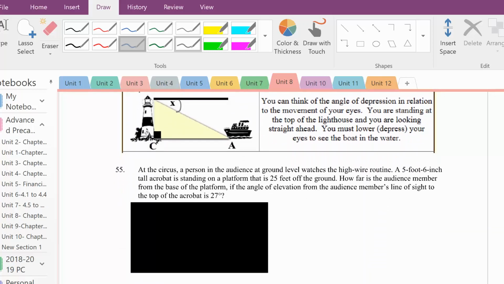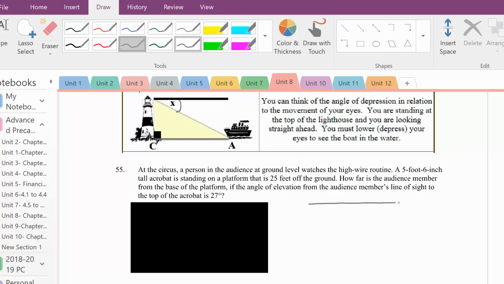At the circus, a person in the audience at ground level watches the high wire routine. A 5'6" tall acrobat is standing on a platform that is 25 feet off the ground. How far is the audience member from the base of the platform, if the angle of elevation from the audience member's line of sight to the top of the acrobat is 27 degrees?